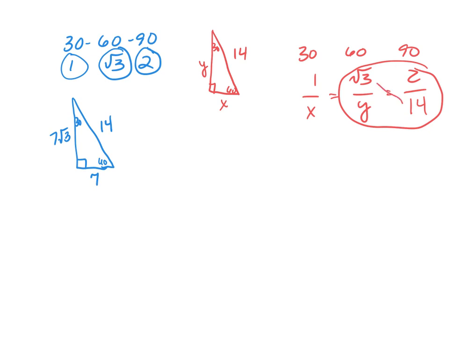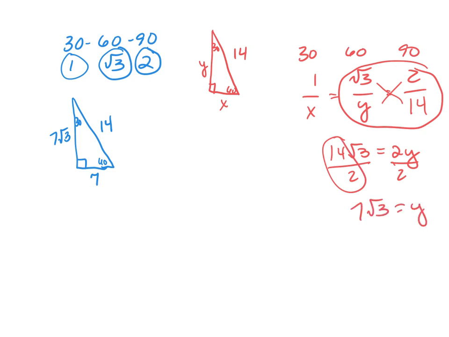So when we cross multiply, we get 14 root 3 equals 2Y. Is the Y alone? No. So we have to divide both sides by 2. And you can't go inside the radical to divide, but you can do this. That is 7 root 3. So Y equals 7 root 3.